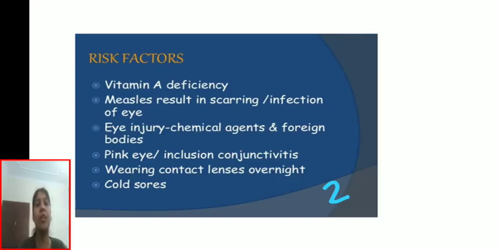Now the risk factors of corneal opacity. Number one is vitamin A deficiency. Second is measles, resulting in scarring and infection of the eyes. Eye injury, chemical agents and foreign bodies. Pink eye, inclusion conjunctivitis, wearing contact lenses overnight and cold sores.